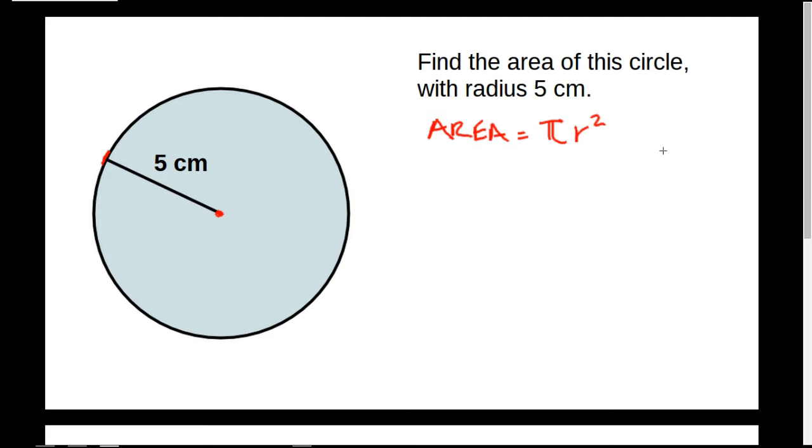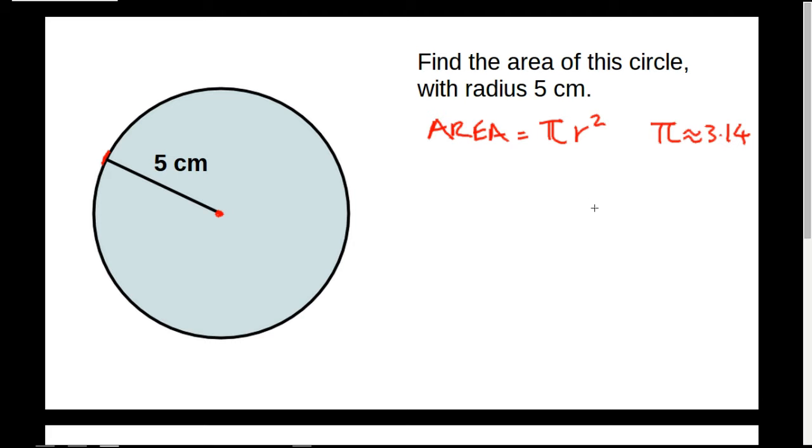And pi is literally just a number. It's approximately 3.14. Actually, it's an interesting number. It goes on and on and on for all eternity. So it goes 3.14159, and then it just keeps going and going. But we'll approximate it for now. So it's roughly 3-ish.